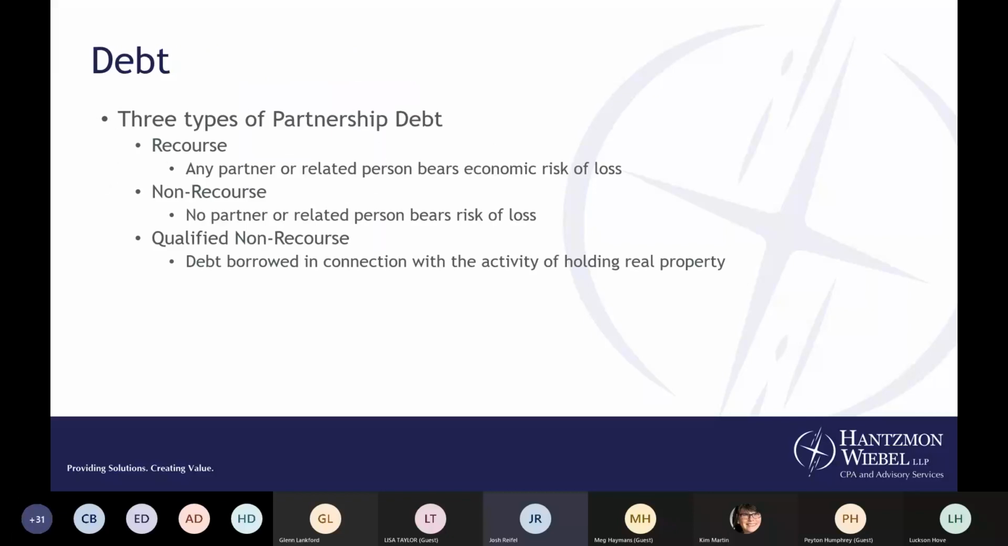All right. So we've kind of talked a little bit about debt. Glenn mentioned a little bit about this during his discussion on the at-risk rules, but if you've seen a partnership K1, you'll know that there's 3 types of partnership debt. There's recourse, non-recourse, and qualified non-recourse. Glenn already kind of touched on the non-recourse debt.